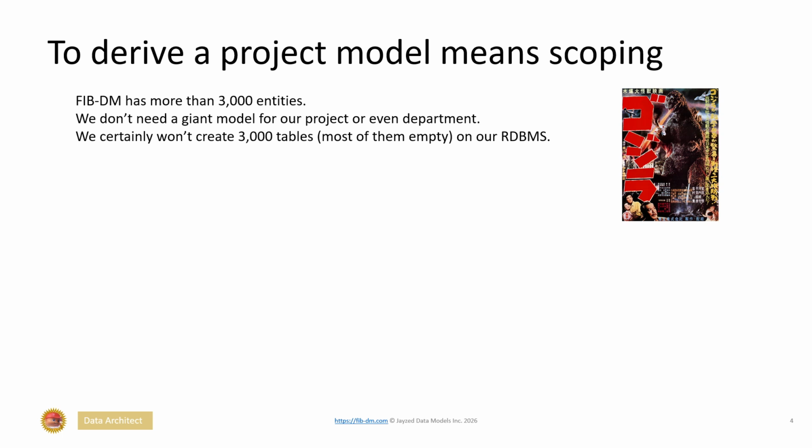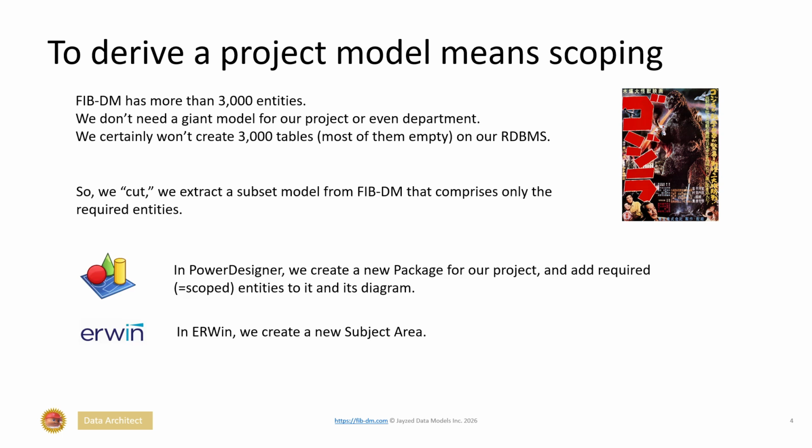Now, FIB-DM can be intimidating, like a monster with more than 3,000 entities. And to be clear, we don't need a giant model for our project or even a department within the bank or financial institution. And we certainly won't create 3,000 tables on our RDBMS, and most of them will never be populated with data. So we cut. We extract a subset model from FIB-DM that comprises only the required entities.